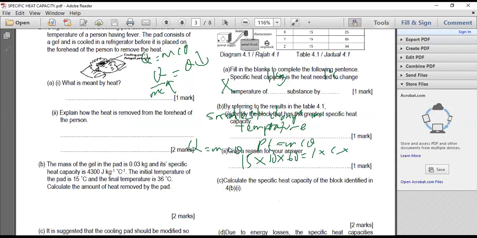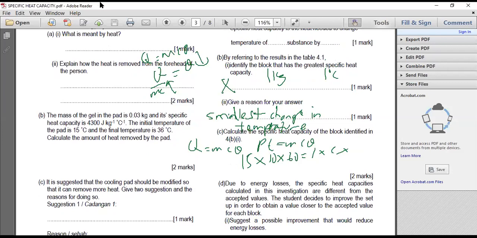So your theta will be 25 minus 15. So the C will be 15 times 10 times 60 divided by 25 minus 15. So your answer will be 900 joule per kilogram per degree Celsius.